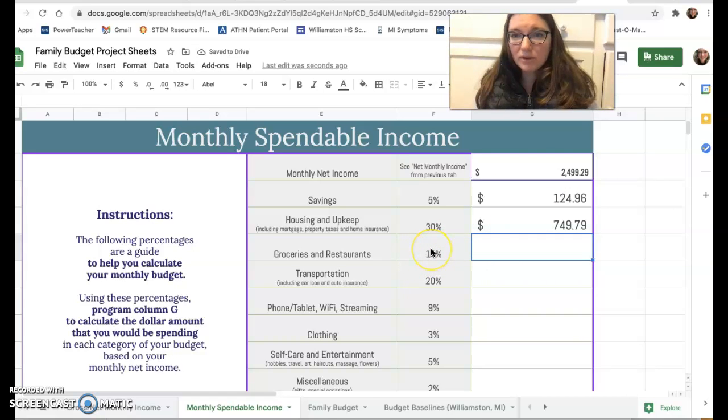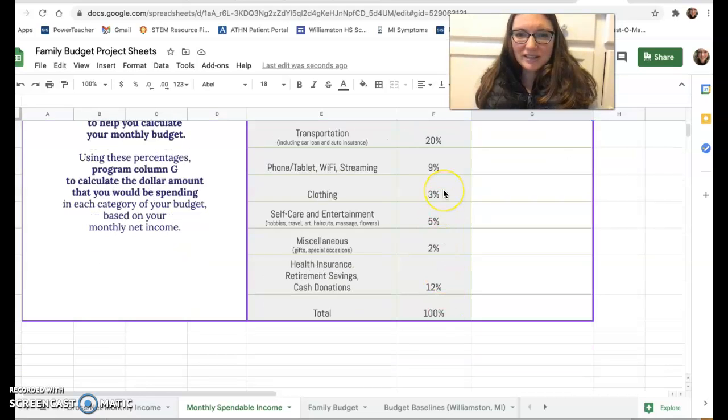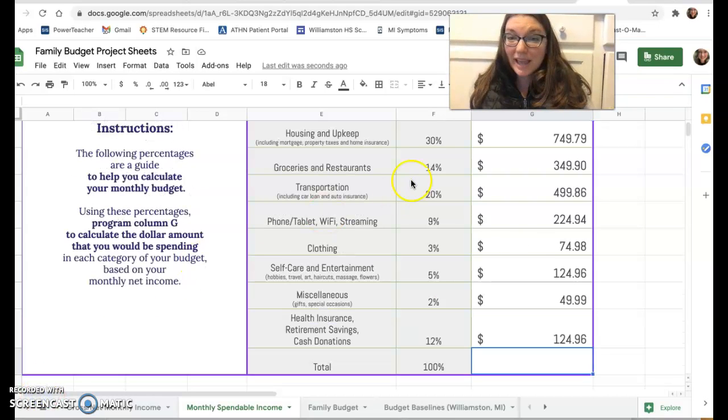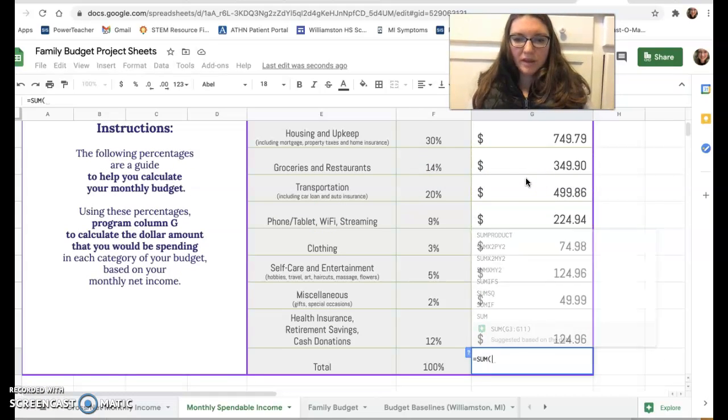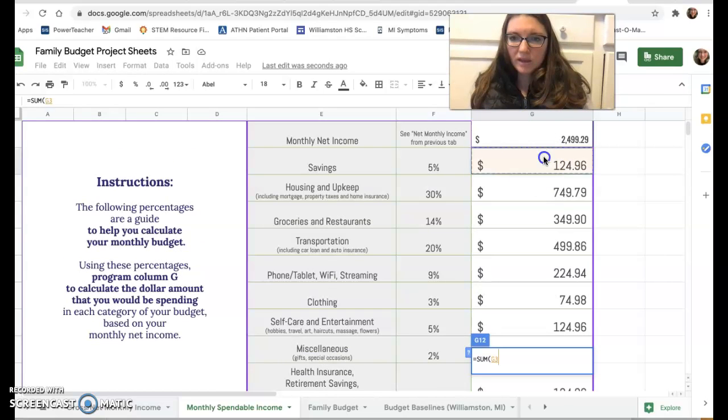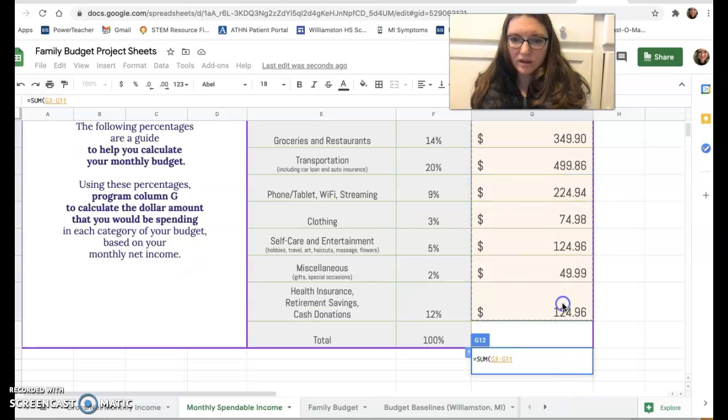So 14% is going to be 0.14, 0.2, 0.09, 0.03, 0.05, 0.02, 0.12, and then this will add all together. Give me just a second, I'll show you what that adds up to for me. Okay, so then to add all this up, I'm going to do equals the sum of these, all of the things put together.